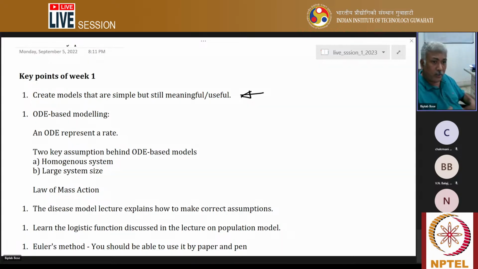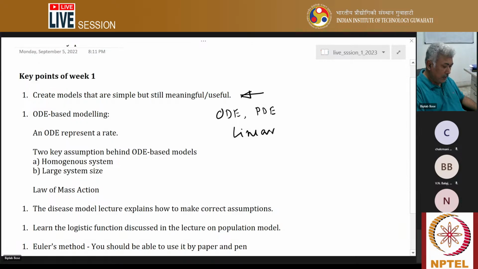Now, after that, we enter into ODE-based modeling. In the second lecture, if I remember correctly, you have to understand what is an ODE, what is a partial differential equation, and what is a linear ODE. You also have to understand what is a non-linear ODE.